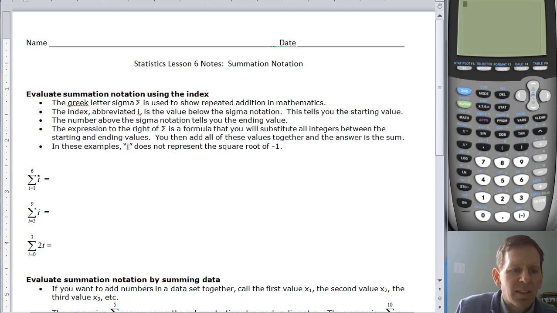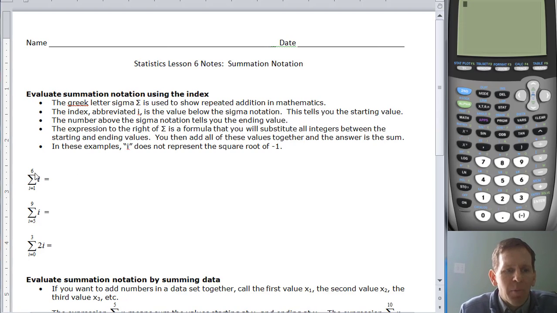So in this notation, we have this Greek letter, which means we're going to be adding a bunch of things together. There's this letter I, and the I in this problem stands for the index. This is the value that you see on the right side, and it's also underneath. So let's talk about this underneath value first. Underneath, it says something like I equals 1, or I equals 5, or I equals 0. That tells you the starting value. So we're going to be starting at 1. More on this in a little bit.